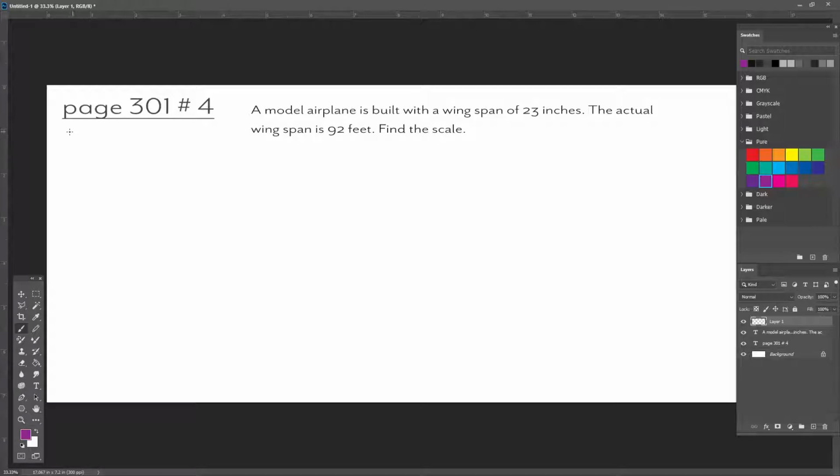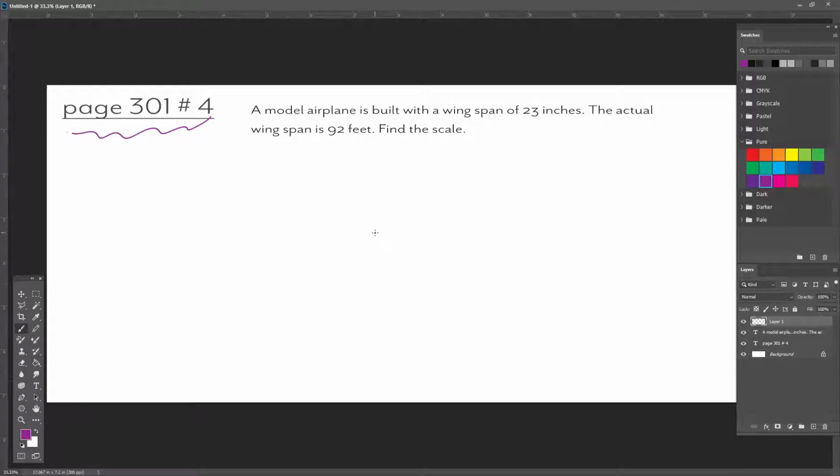So we're going to take a look at page 301, number 4. And that problem says a model airplane is built with a wingspan of 23 inches. The actual wingspan is 92 feet, and we want to find the scale. So what we're going to do is set up a proportion, a couple of different ratios equal to each other, and solve the problem that way.